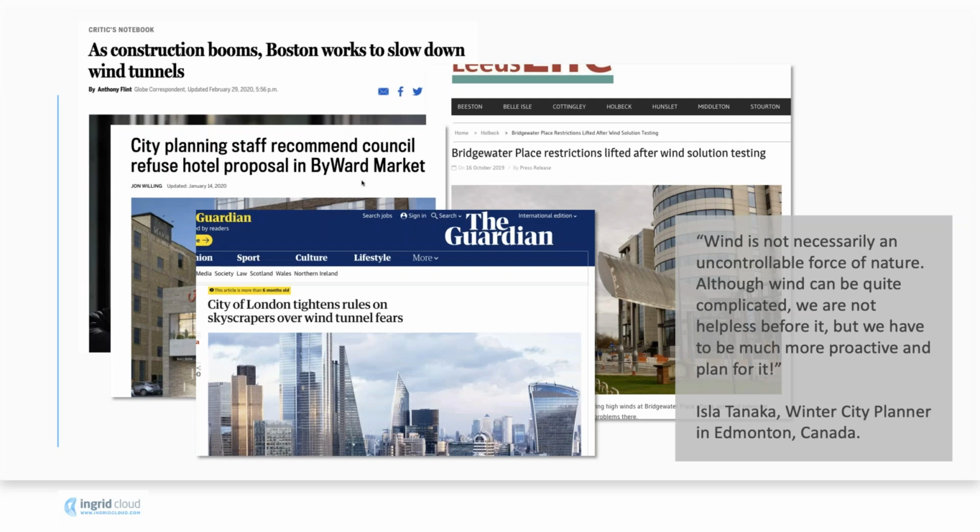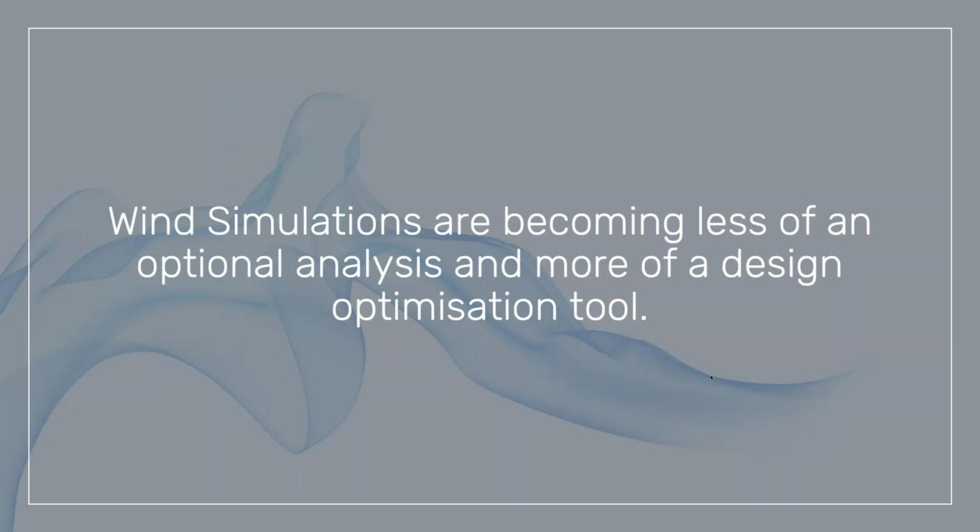And I would like to quote Isla Tanaka. She's a city planner in Edmonton, with whom we had a podcast. So she says, quote, "Wind is not necessarily an uncontrollable force of nature. Although wind can be quite complicated, we are not helpless before it, but we have to be much more proactive and plan for it." So the key is to be proactive, to plan, to predict the wind in order to secure comfortable wind for the citizens.